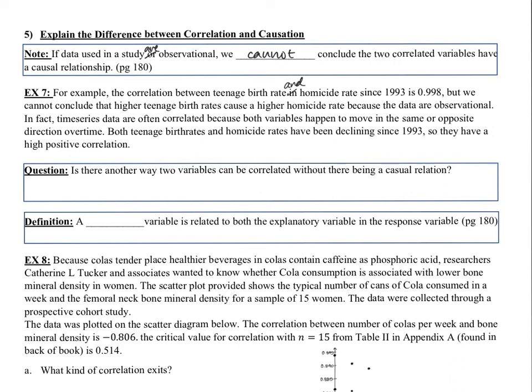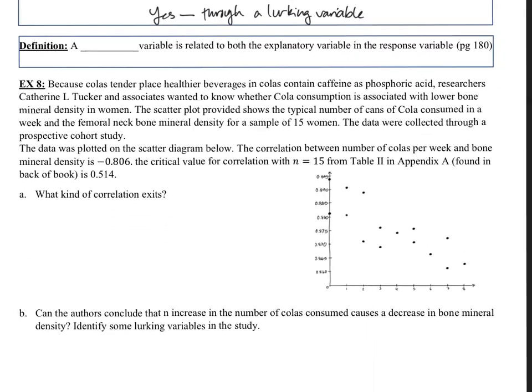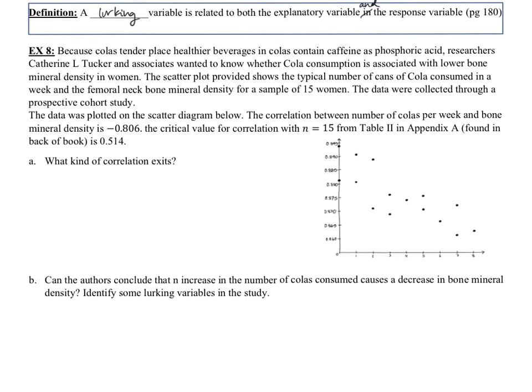We have a question. Is there another way two variables can be correlated without there being a causal relation? And the answer is yes. Through something called a lurking variable. So like the word lurking, it's hiding somewhere, not quite easily to be seen. By definition, a lurking variable is related to both the explanatory variable and the response variable. Let's take a look at example 8.